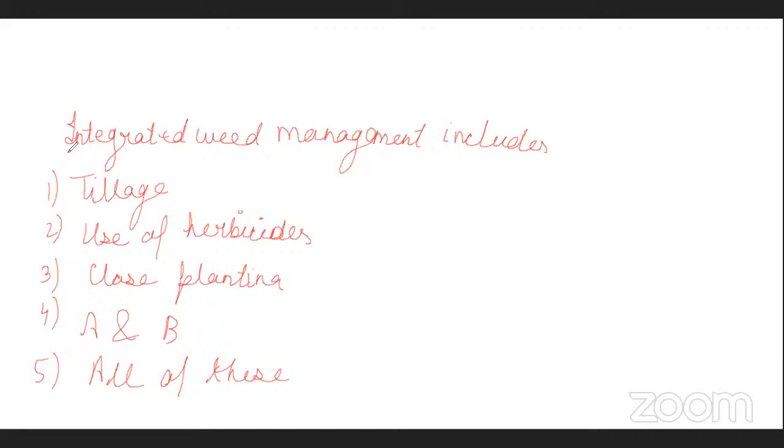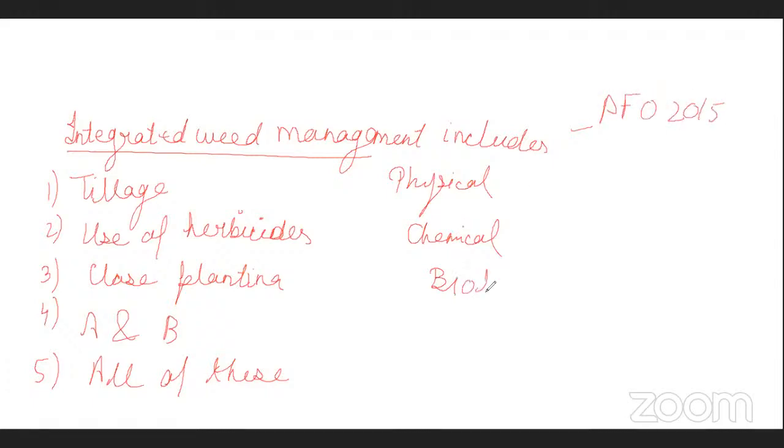As I have already told, integrated weed management includes all the physical, chemical, biological, biochemical, preventive, and the last one is the cultural. This question was asked in the AFO 2015.